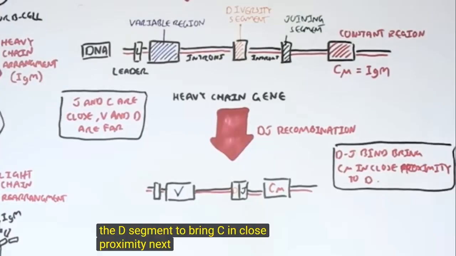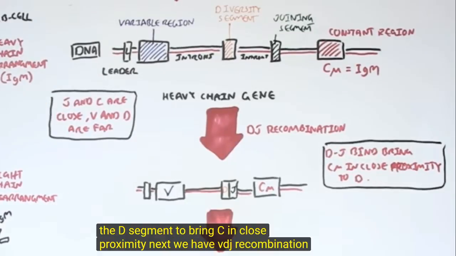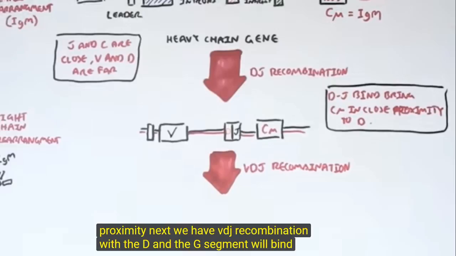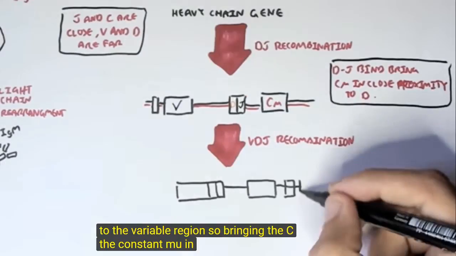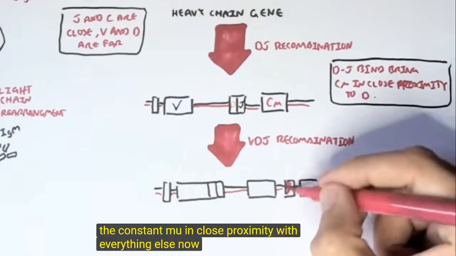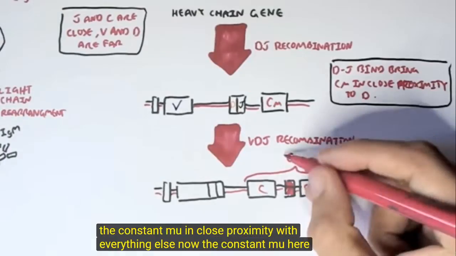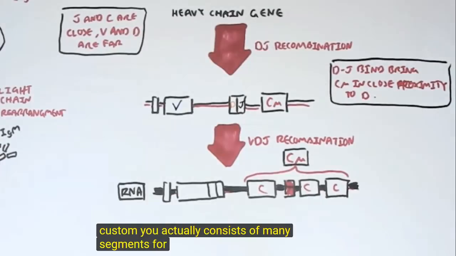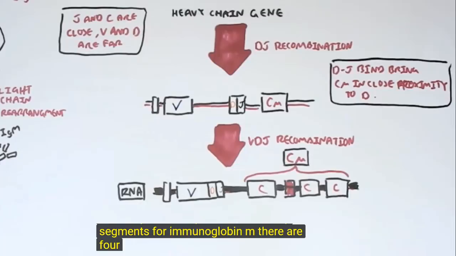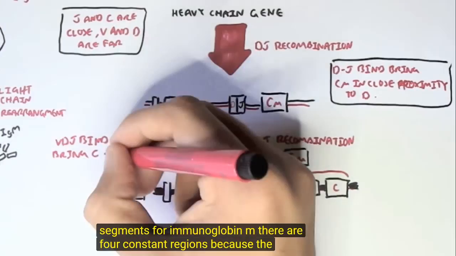Next, we have VDJ recombination, where the D and the J segment will bind to the variable region, bringing the C, the constant mu, in close proximity with everything else. Now the constant mu, here I have drawn a bit bigger, because a constant mu actually consists of many segments. For immunoglobulin M, there are 4 constant regions, because the heavy chain consists of 4 constant regions.